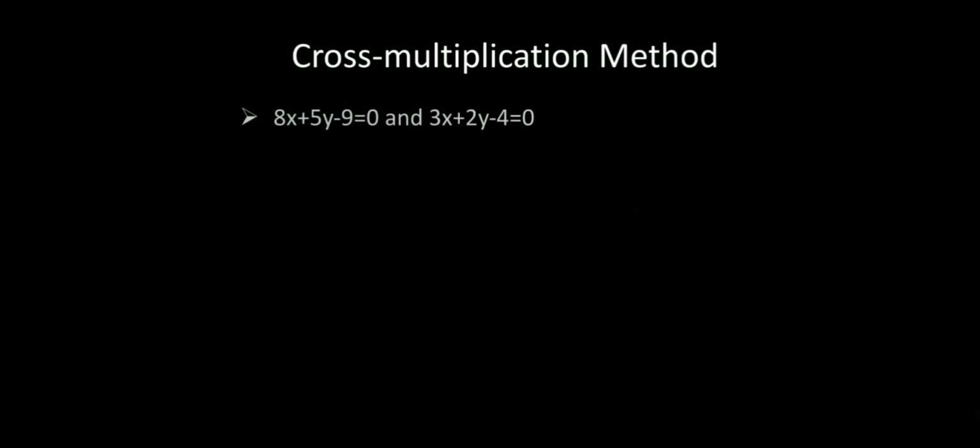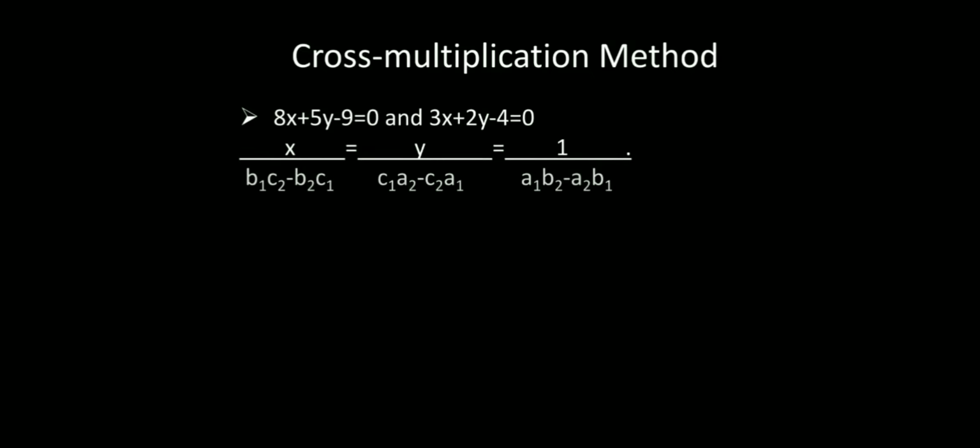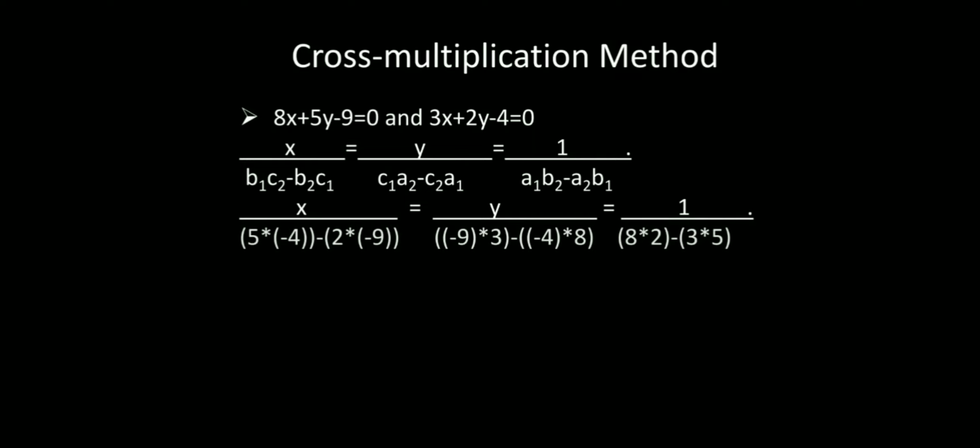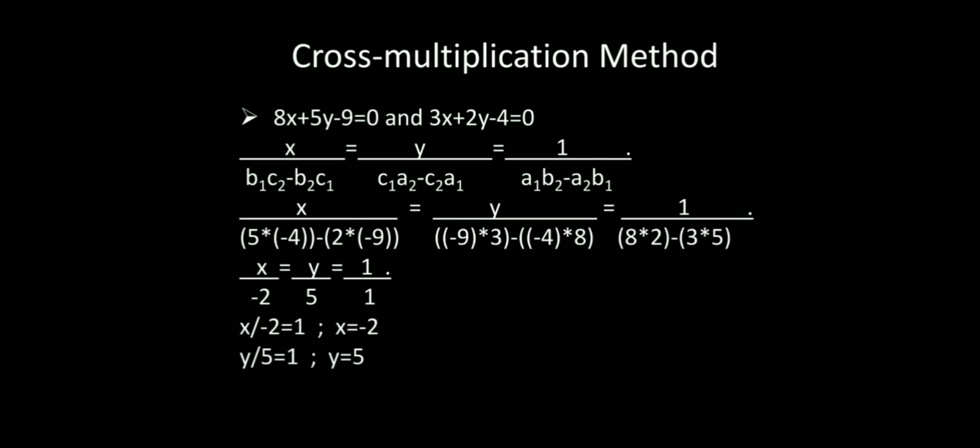So we have the equations as 8x plus 5y minus 9 equals 0 and 3x plus 2y minus 4 equals 0. I hope you have understood what I did wrong, and you need not do it. Okay, learn from the mistakes, and subsequently after solving it we got the value of x equals minus 2 and y is equal to 5.